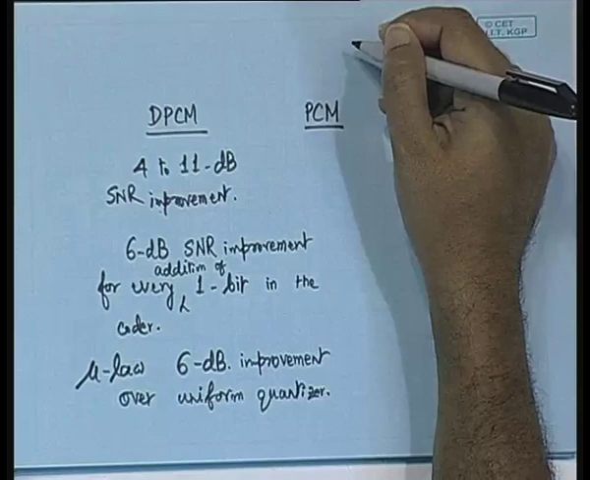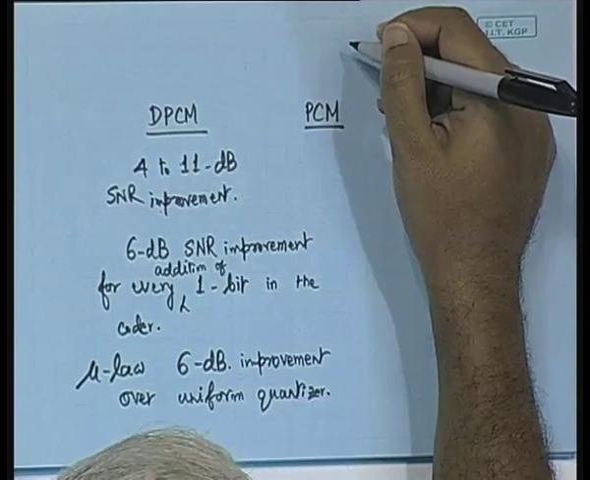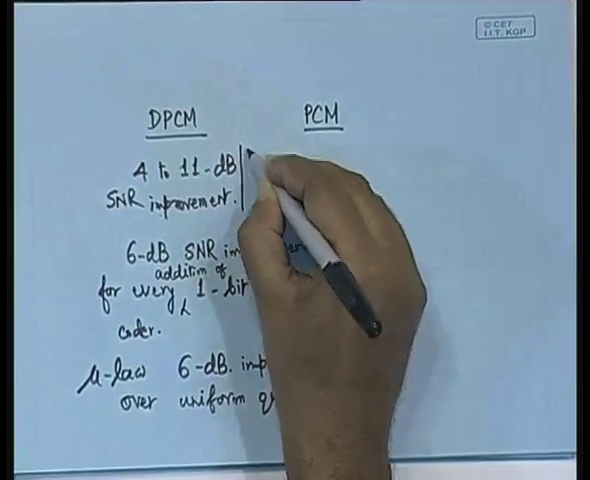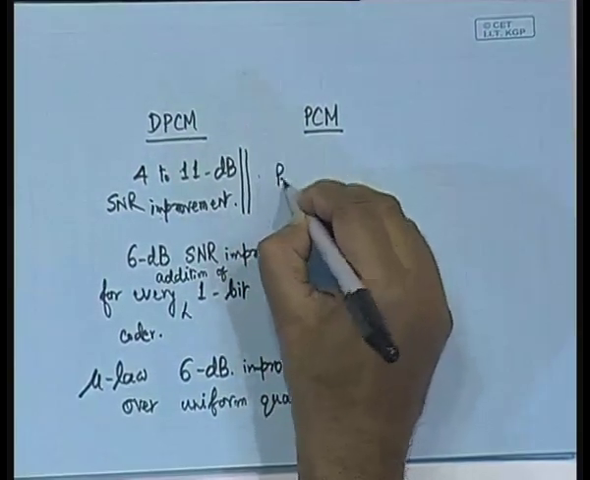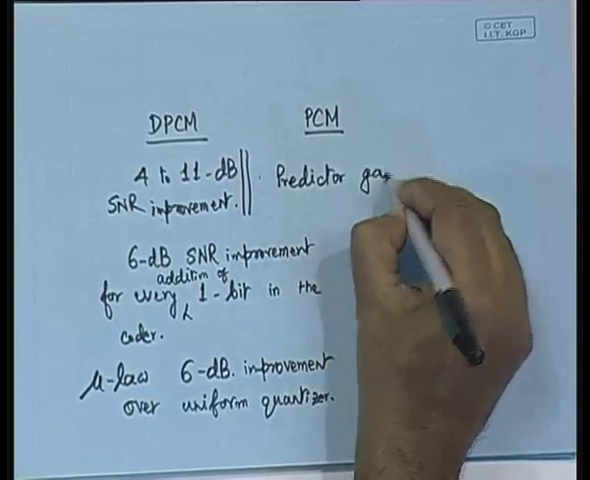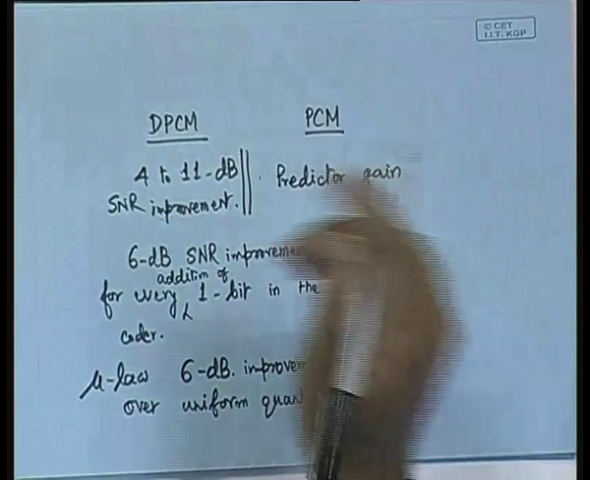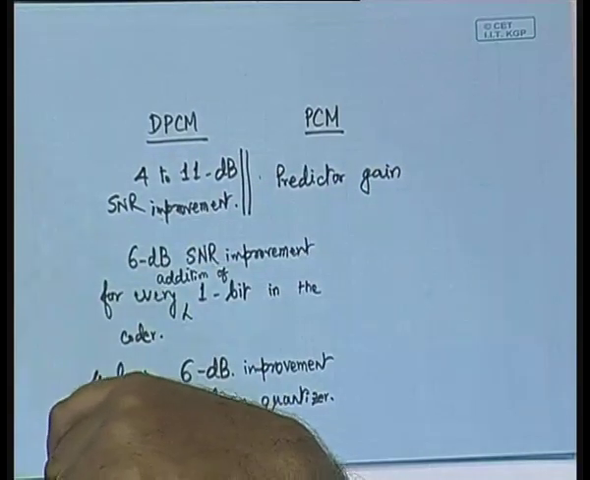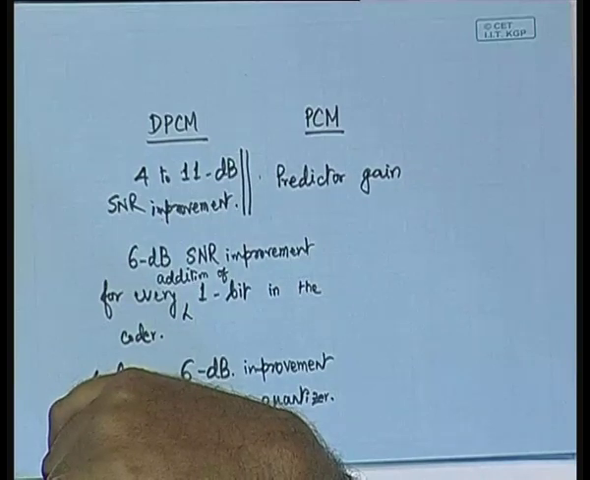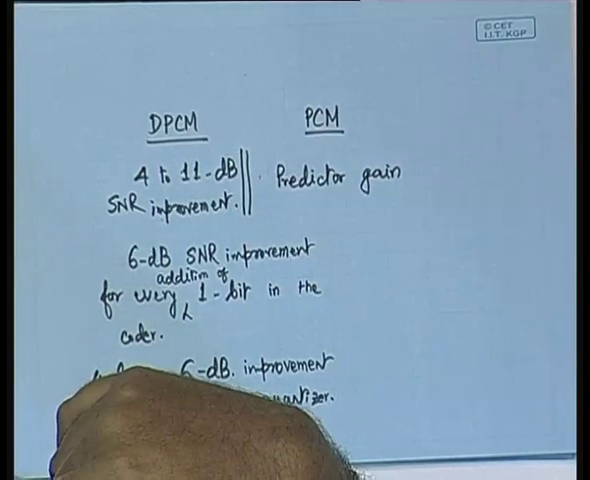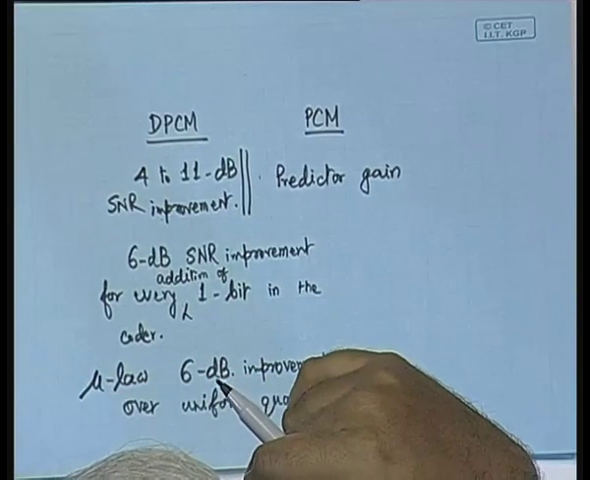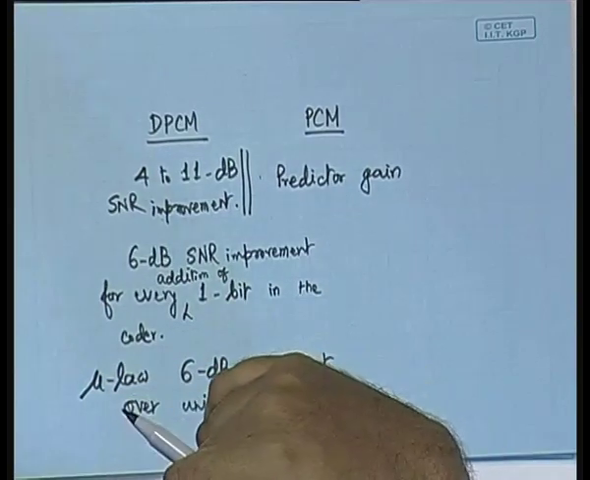Any questions? So if you're saying 4 to 11 dB is SNR improvement, then sir, this 4 to 11 dB of SNR improvement is simply because of the predictor gain. So this is arising from the predictor gain. So we can't get both the gains together, the 6 dB for every 1 bit and the 4 to 11 dB SNR, because over there we are assuming that the bit rate is reducing and that's why we are getting that gain in SNR, and over here you are again increasing the bit rate.